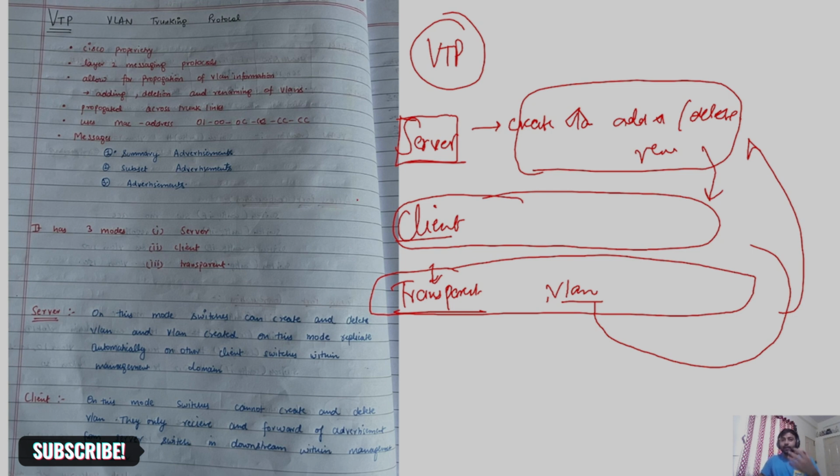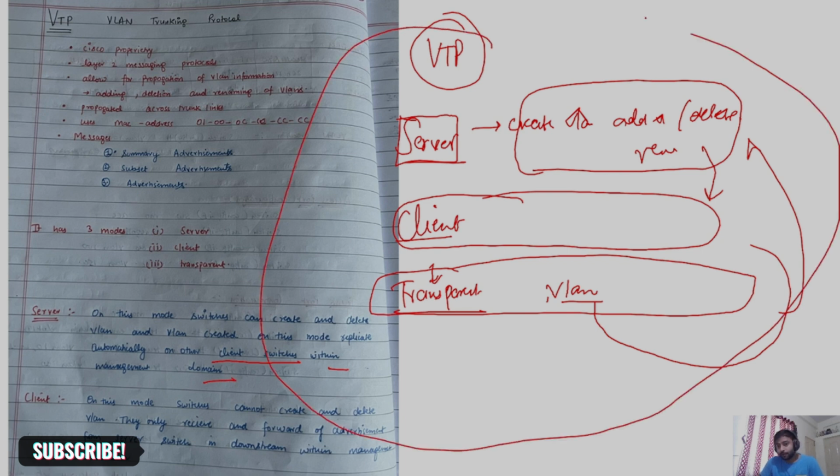Client will take in the information provided by the server, and transparent mode will forward it. It will not store the VLAN information. It will traverse. Whatever VLAN we create in transparent, we will not see replicated to other switches. So let's understand by definition. In server mode, switches can create and delete VLANs, and VLANs created in this mode replicate automatically to other client switches within the management domain. And this whole thing happens in a management domain, and we can specify a name to it, let's say Cisco engineering, or whatever name we would like to give to that VTP environment or domain.